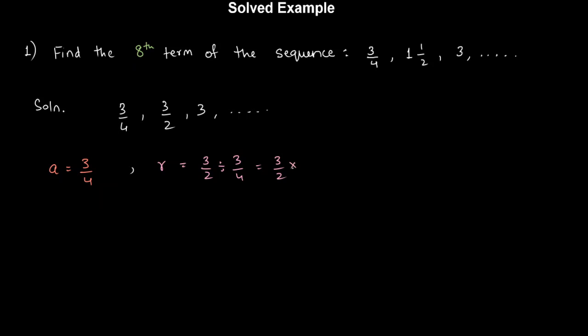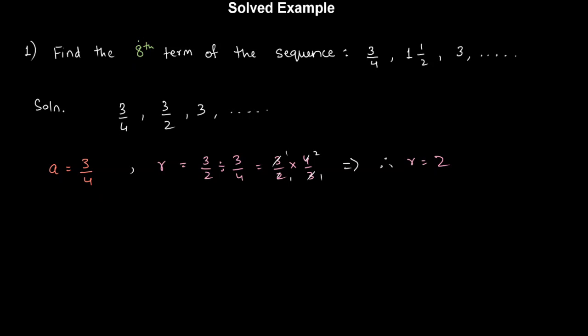So 3 upon 2 into 4 upon 3. Division becomes multiplication, make it reciprocal. Now if I cancel the terms out, 3 ones are 3, 3 gets cancelled, 2 ones are 2, 2 twos are 4. Therefore I get r is equal to 2. So I have a is equal to 3 upon 4 and r is equal to 2.